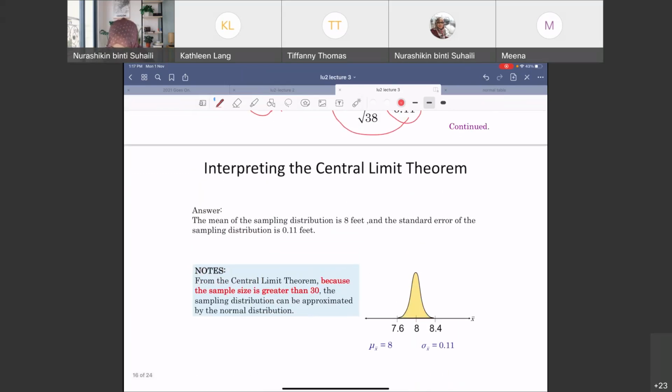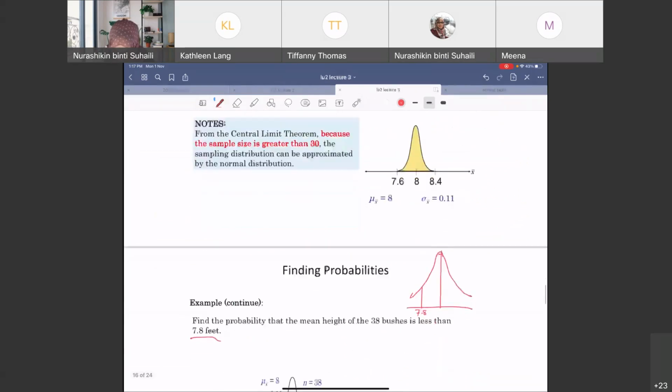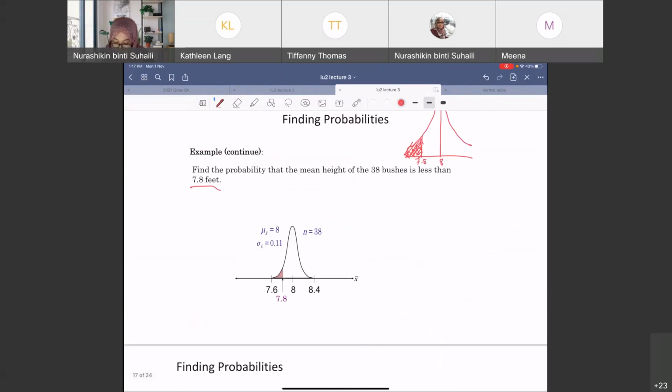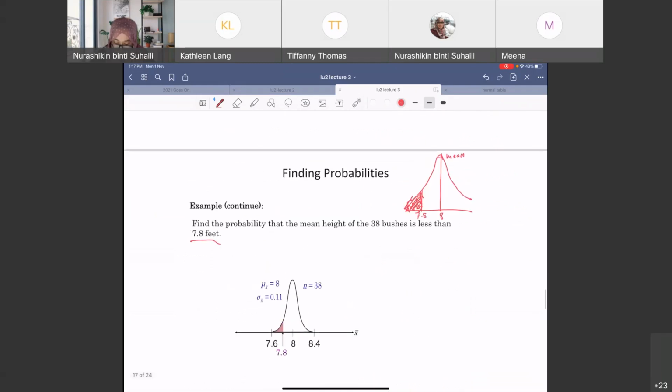So less than 7.8, how do you know where it sits? Because the mean is 8 feet, 7.8 sits on the left of 8. So finding the probability that the mean height is less than 7.8 feet means finding the area here. But this is not Z yet, so you have to convert it into Z.